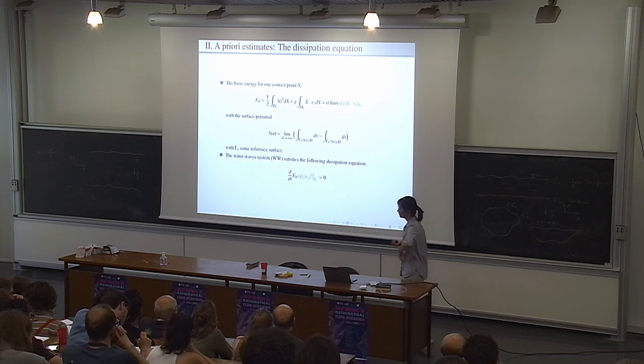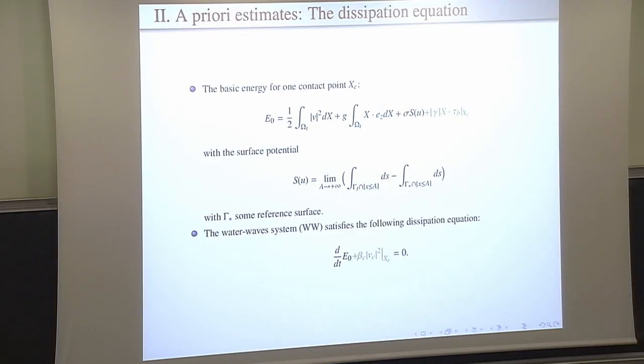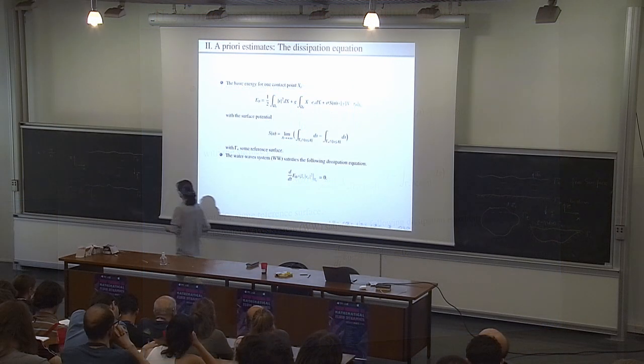And so I will take a look at the a priori estimates, and I think we have enough time to reach the technical part for the local well-posedness. So these results were done several years ago, but I'd like to show you because they look much simpler. Okay, the local well-posedness part is too technical here. And so we look at the basic energy with one contact point, a domain like this.